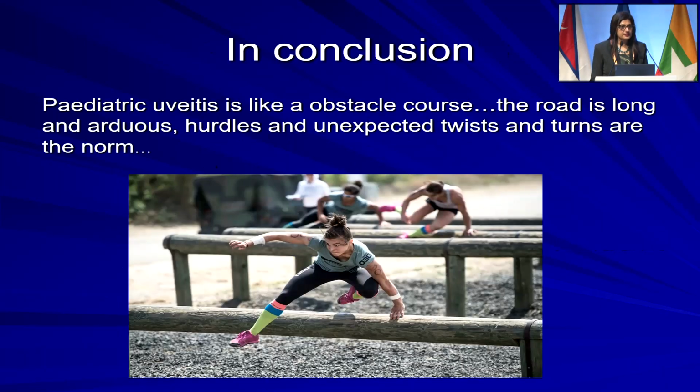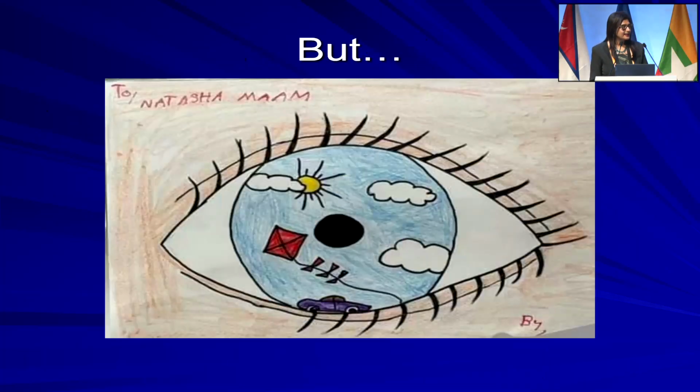So in conclusion, pediatric uveitis is like an obstacle course. The road is long and arduous. Hurdles and unexpected twists and turns are there because it's a long journey that we have with our patients. But finally, it is rewarding when they are happy and they can draw and see the world.